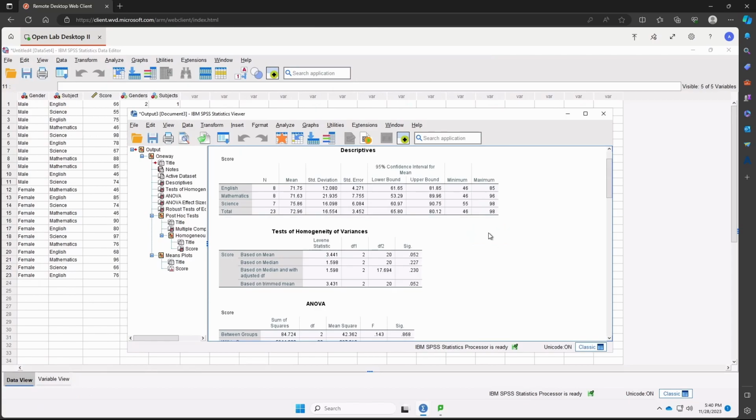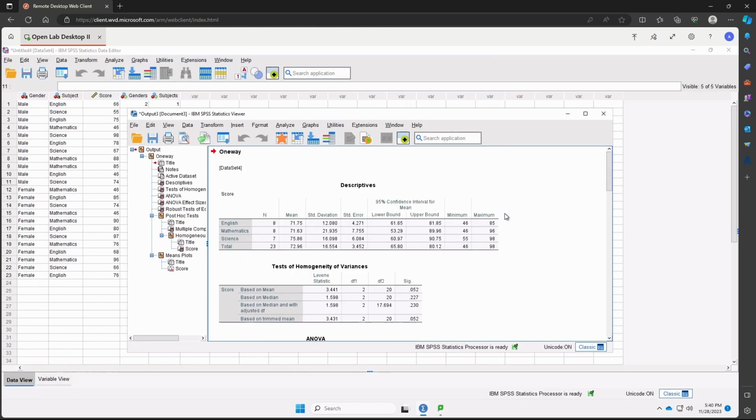So this is our test. If you can see in descriptive, in our data, the mean here is, we have English 71.75. And you can see that the mean of science is higher than English and math. And English is higher than math. So actually, mathematics is the lowest.